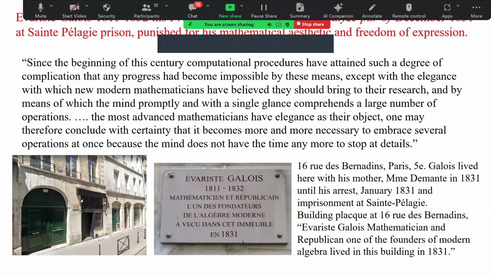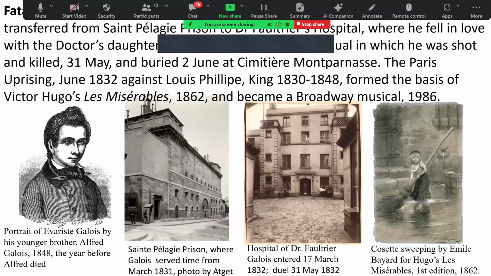So these are critical advances that he made. And he had such a short life. He was only 20 when he was shot in a duel. Next slide will tell a little about that.